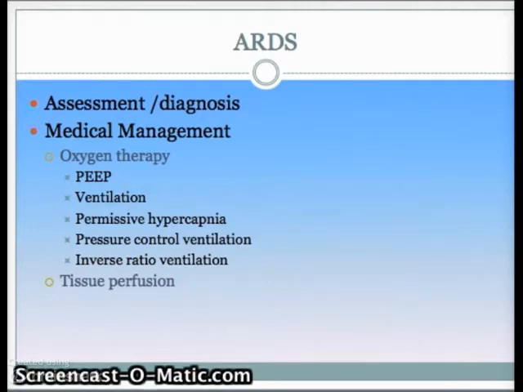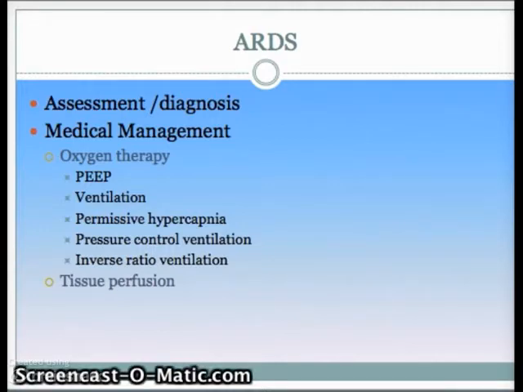So any critically ill patient is probably at risk for ARDS. So we need to pay attention to what we're doing as far as invasive procedures, because it's easy for these patients who are debilitated, usually to begin with, to develop a sepsis.